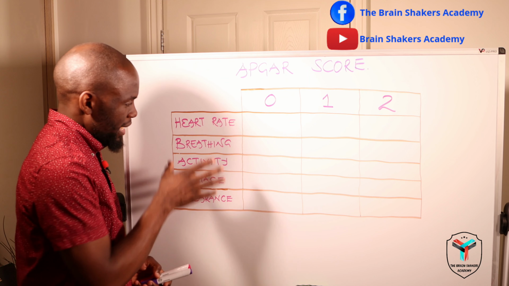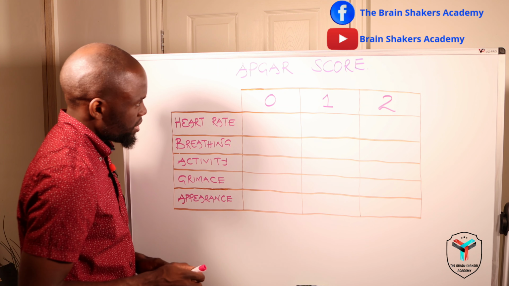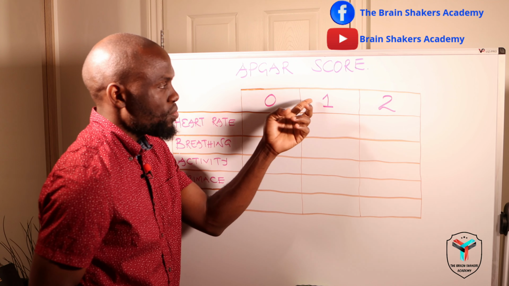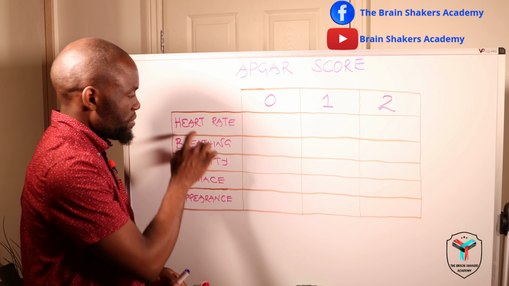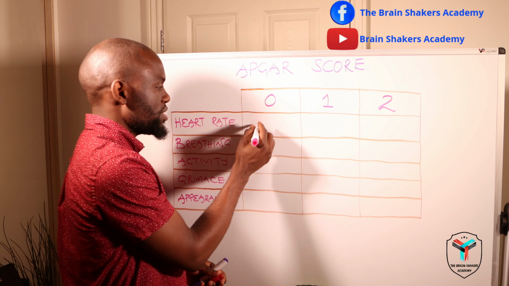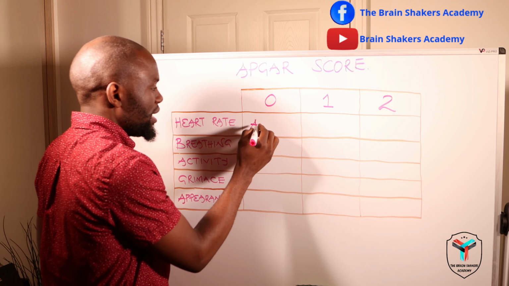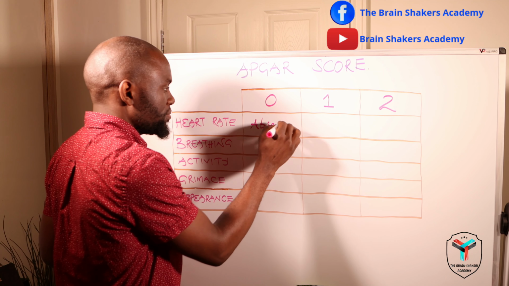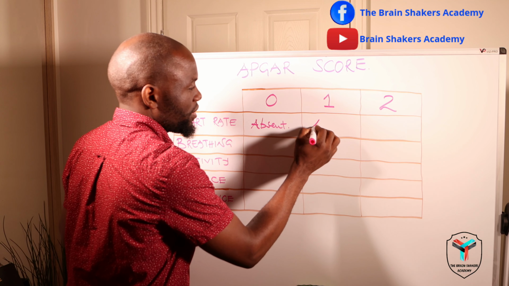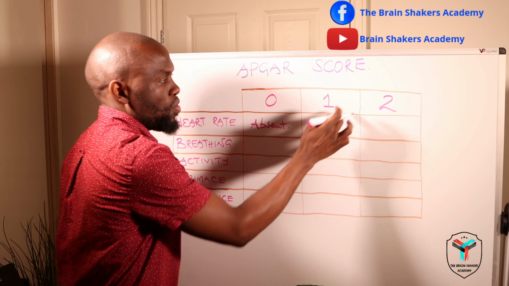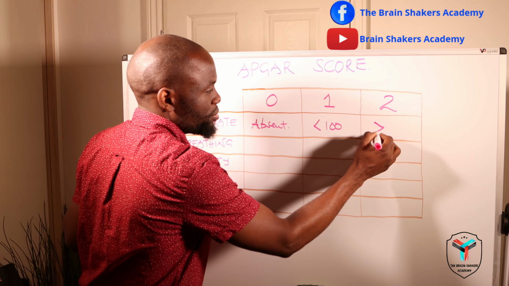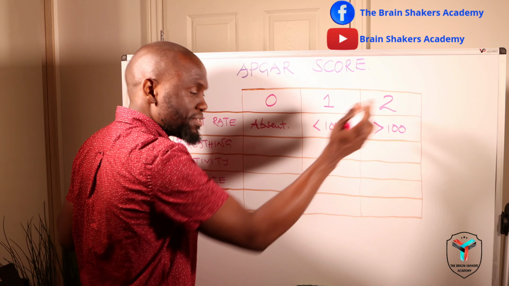Now let's quickly score and see what is important when it comes to the Apgar scoring system. It's a scoring system that goes from 0, 1, and then until 2. So when we're looking at the heart rate, for an absent heart rate, we are going to score it 0. For a heart rate that is less than 100, we are going to score it 1. For a heart rate that is above 100, we'll score it a 2, because we want the heart rate to be above 100.